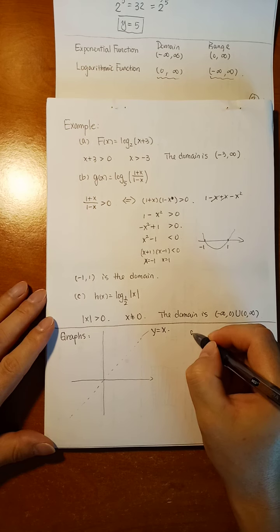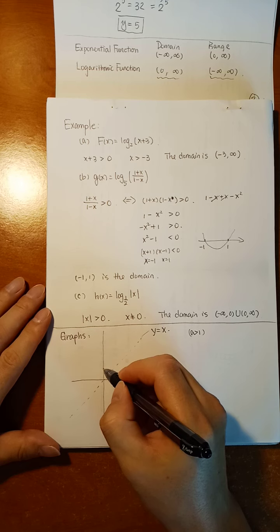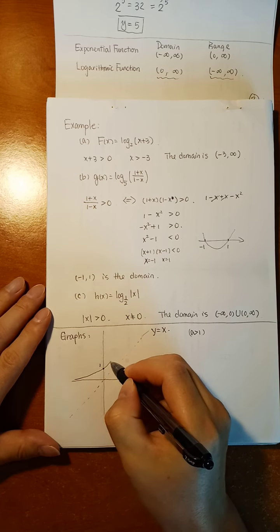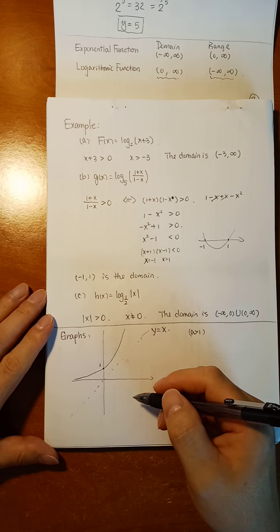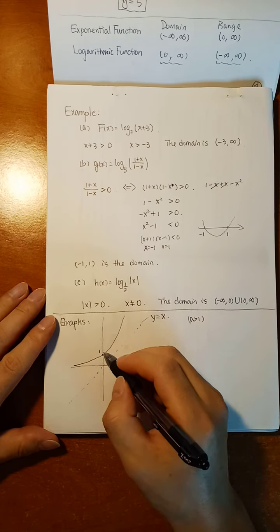For example, let's assume a is greater than 1. The exponential function looks like this. This is number 1. Then we try to sketch the corresponding logarithmic function. The point (0, 1), where x is 0 and y is 1, has the symmetric point (1, 0). And you just get the symmetric image.